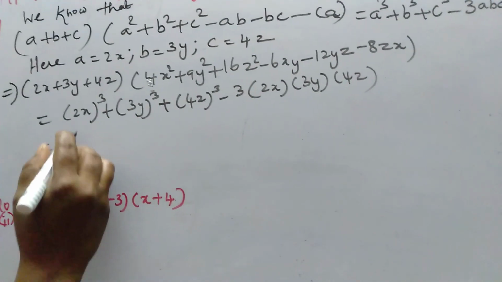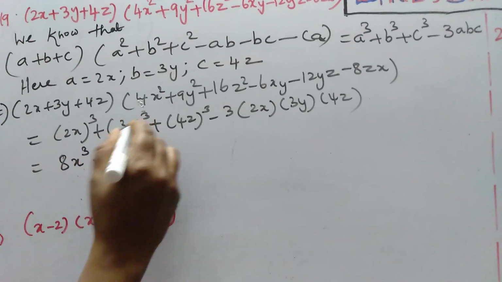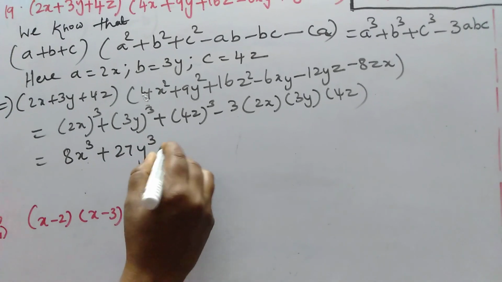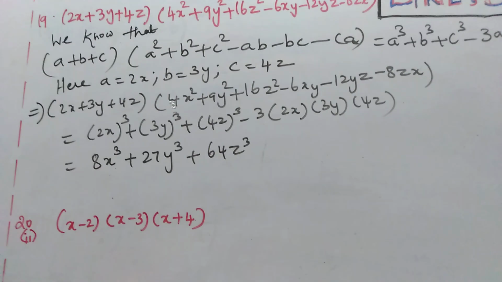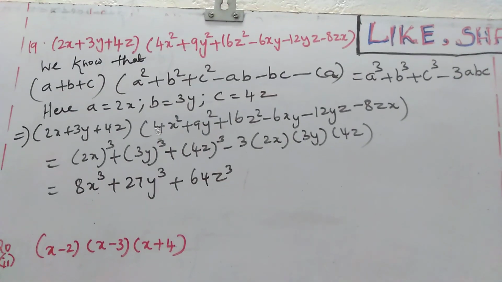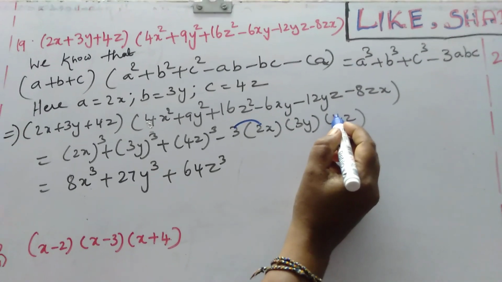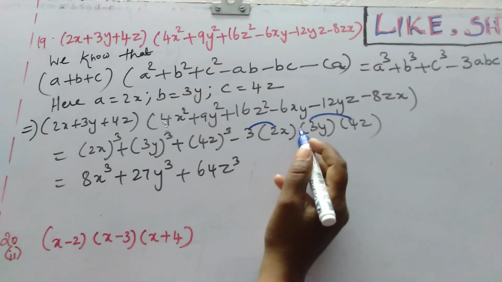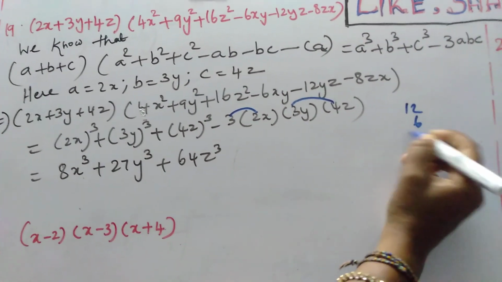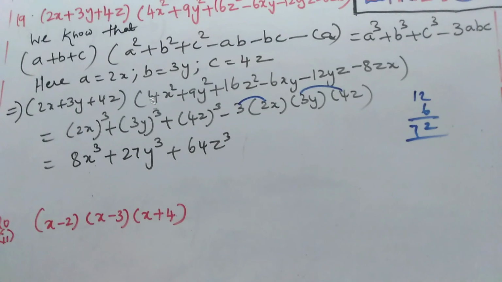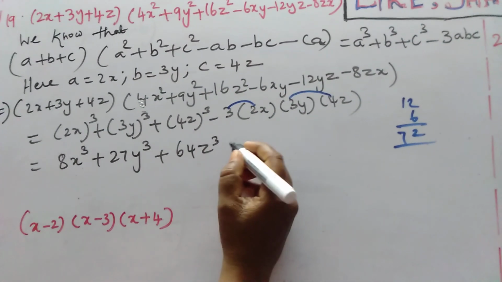So which can be expanded as 2 cubed is 8, then 8x³ plus 3 cubed is 27y³ plus 4 cubed is 64z³. Then multiply these numbers, which is what? 3 2s are 6. Then 4 3s are 12. 12 into 6 is what you will be getting? Right? 72xyz.